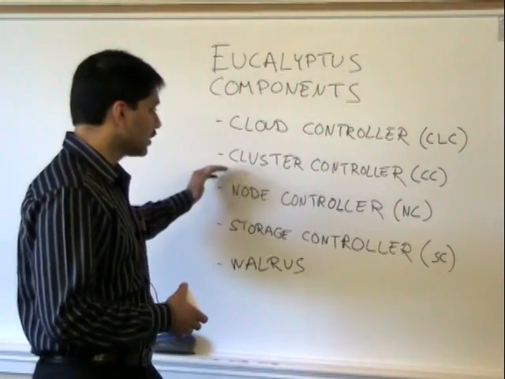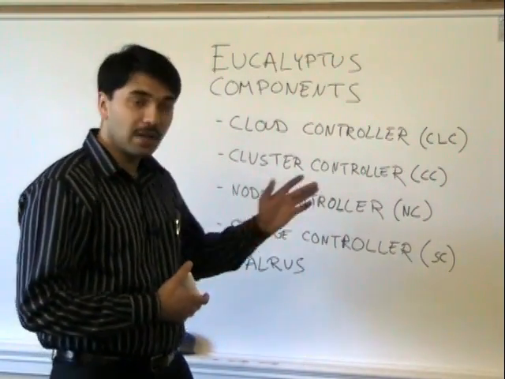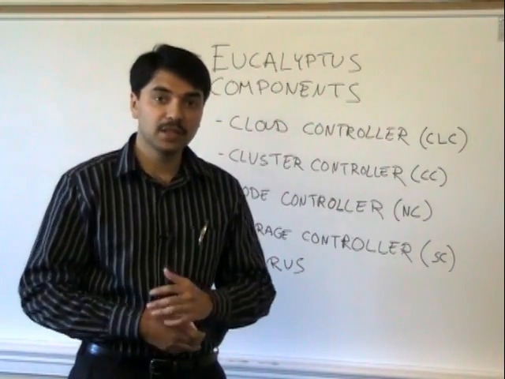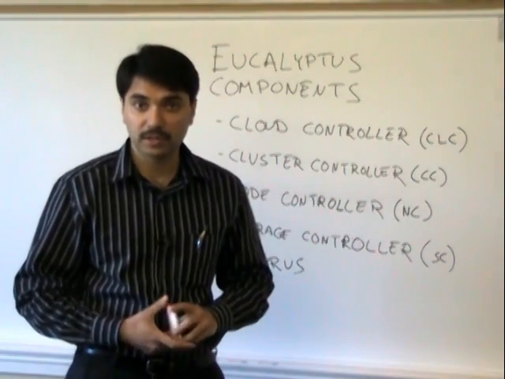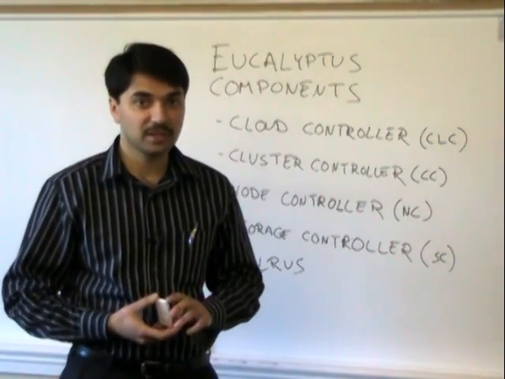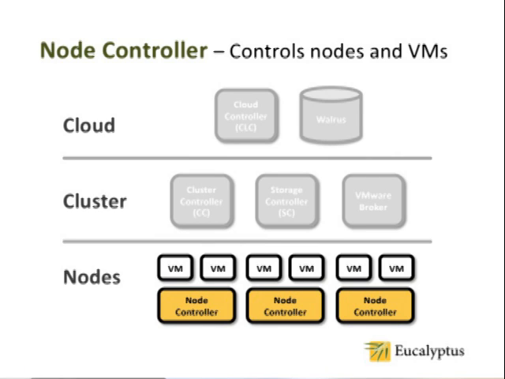And every cluster has a front-end component called the cluster controller, which is also responsible for managing the nodes within the cluster. And these are the nodes that are the compute nodes in your cloud, kind of the workhorse machines, so to say, in your Eucalyptus cloud. And those are the node controller machines, which are going to be running some form of hypervisor, Xen or KVM or ESX or ESXi.